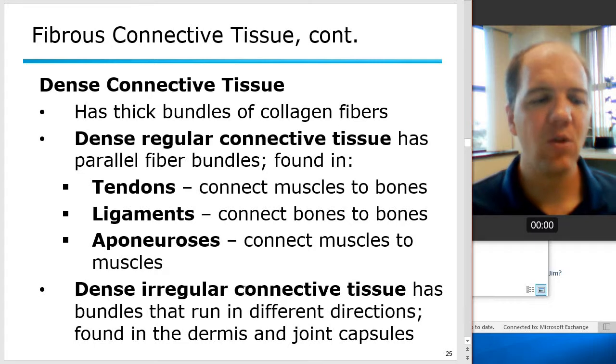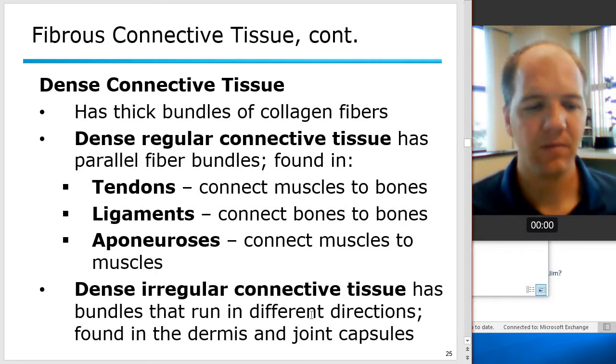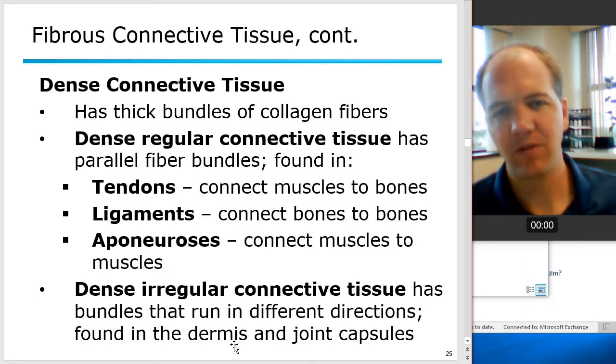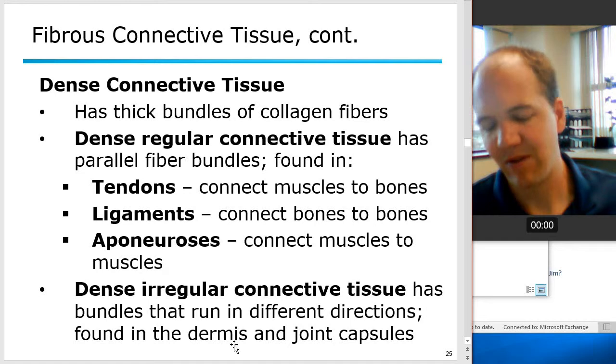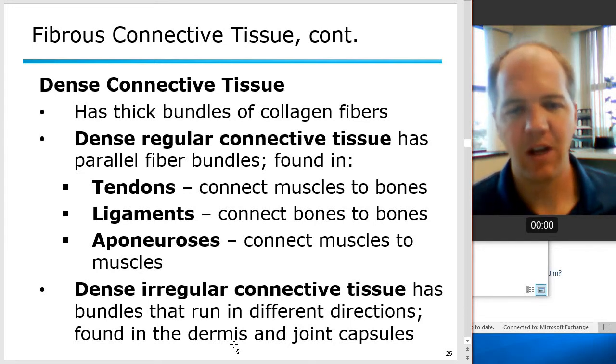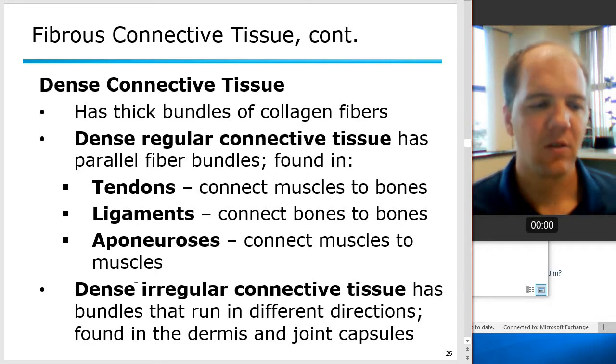There's dense irregular connective tissue as well, and this is found in the dermis. The dermis is the lower layer of your skin. So we have the epidermis, which is epithelial tissue, and below that we have the dermal layer, which is connective tissue. This is where all the blood and nerves are that are found in our skin. So it's a very common type of connective tissue just because it's all over our body and our skin.